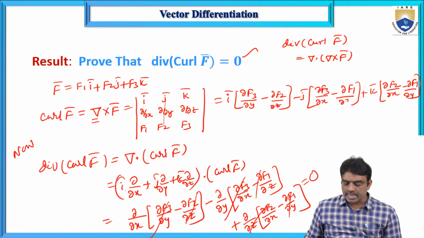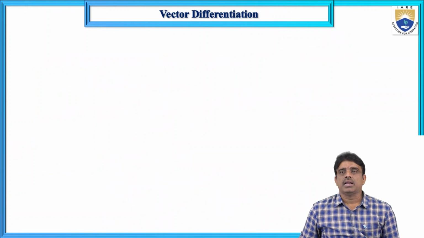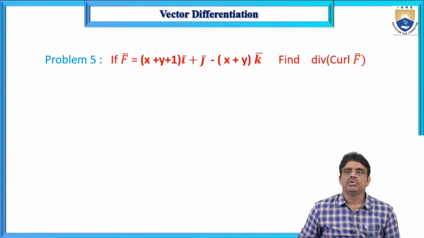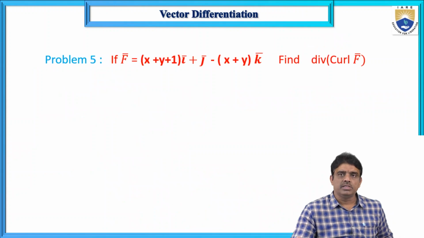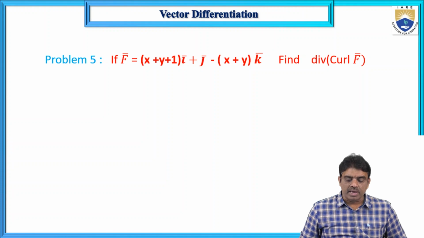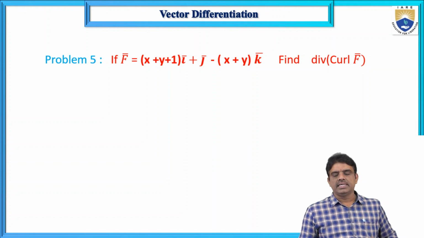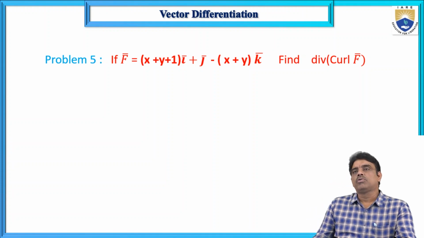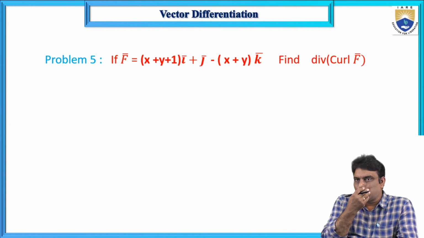Similarly, you can find another property, curl of grad phi. The problem is also there, div curl f bar. So you can see that as an example, how to find the divergence of curl f bar.